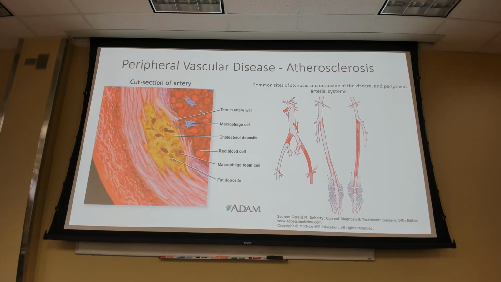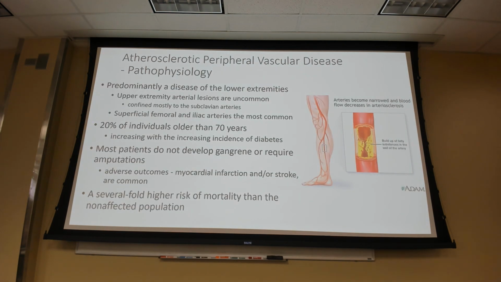All right, peripheral vascular disease. These are our claudication patients. Typically, some hyperlipidemic state is associated with it, and most commonly we have our femoral arteries involved, our iliac arteries, and we'll talk about where the location is. But predominantly it's a disease of the lower extremities. We typically don't see it in the upper extremity. If we do, typically it's confined to subclavian arteries. So we typically don't consider this except for lower extremity.